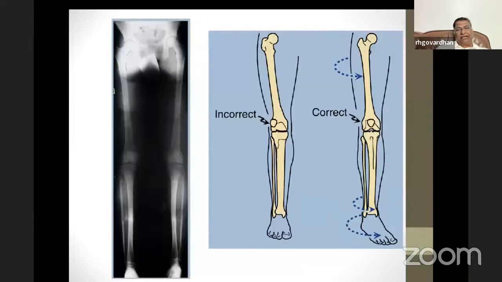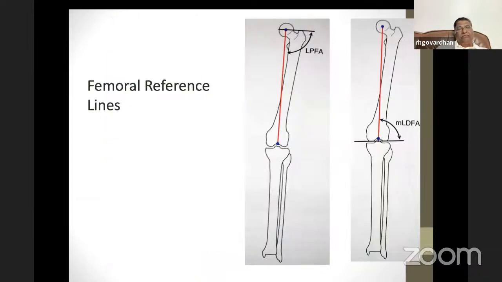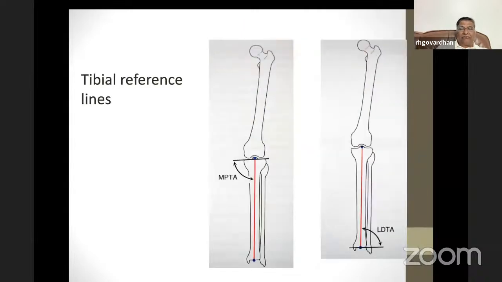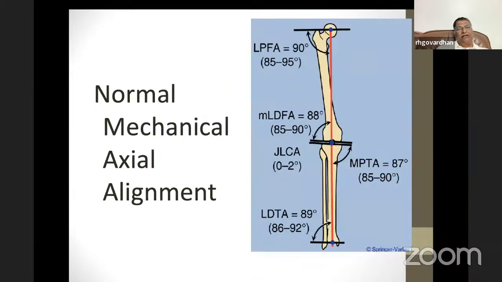And whenever you are taking an X-ray, you see that the patella is facing forwards. This is how you will analyze. Femoral reference lines are given. The lateral proximal femoral angle is about 90 degrees. And on the lower side, we have the lateral distal femoral angle, which is about 87 with a margin from 85 to 90 degrees. Tibial references are shown here.